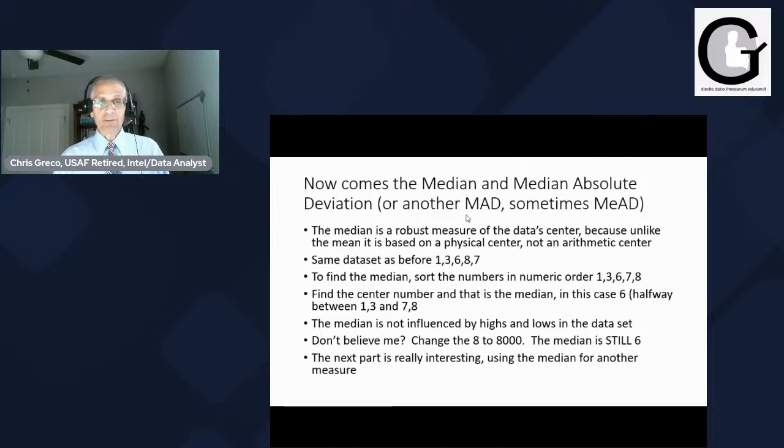The mean is not going to be 5. Guaranteed the median is not going to be 5. Not with one number being 8,000. It's going to pull that number way up. But the median stays the same.